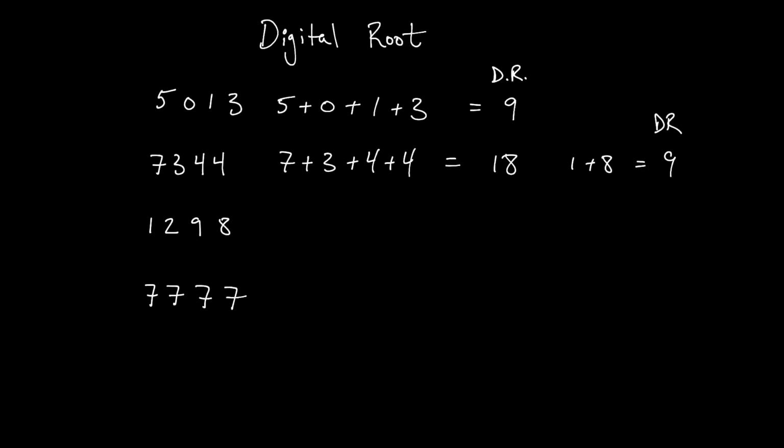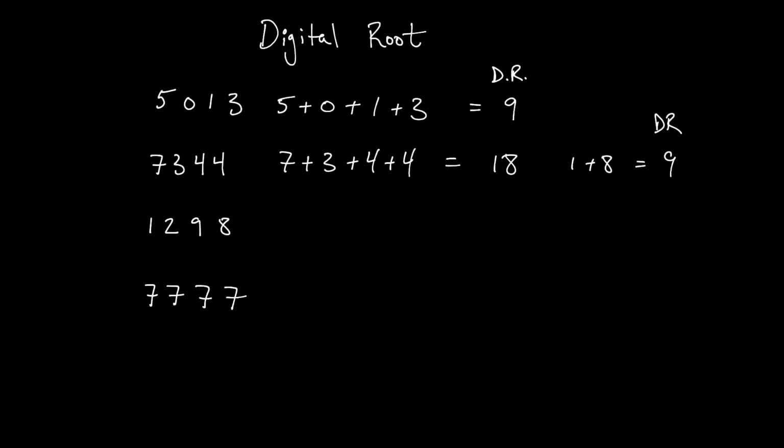So in other words, we added up all the numbers. We still didn't get a single digit. So then basically we just keep going. Then we take the digital root of this number. So we just keep going all the way until you have one number left.